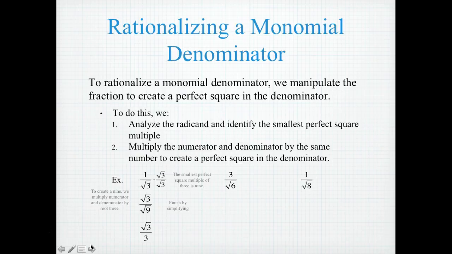Now those 3's cannot cancel out. The 3 is expressed as a radicand in the numerator and the 3 in the denominator is not. So those do not simplify. Root 3 over 3 is our answer.